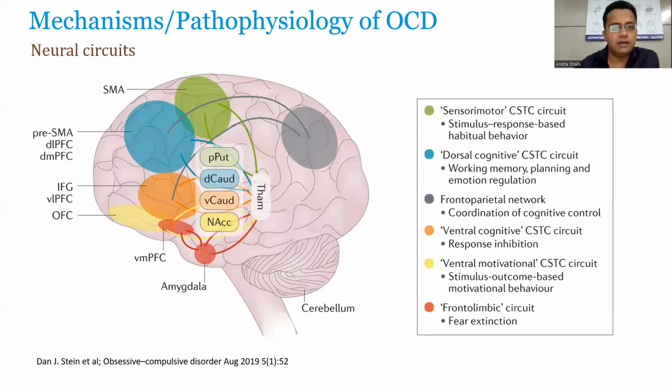So the neural circuits involved include the sensory motor CSTC circuit, stimulus response with habitual behavior; the dorsal cognitive CSTC circuit, involved in working memory, planning, and emotional regulation; the frontoparietal network, involved in coordination of cognitive control; the ventral cognitive CSTC circuit, involved in response inhibition; the ventral motivational CSTC circuit, involved in stimulus outcome based motivational behavior; and the frontolimbic circuit, which is involved in fear extinction.